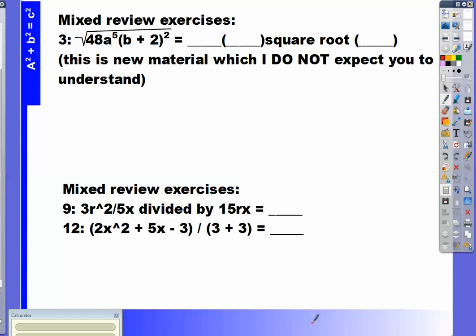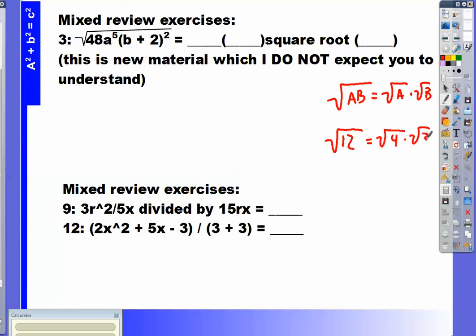So here's the thing. There is a rule with radicals. And radicals, when I say radicals, I'm saying square roots. And the rule says that the square root of a times b is equal to the square root of a times the square root of b. Well, what does that mean? That means that, let's say we have the square root of 12. The square root of 12 is equal to the square root of 4 times the square root of 3. That should make sense, because 4 times 3 is 12.